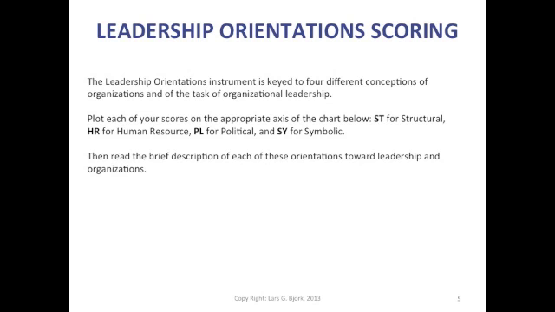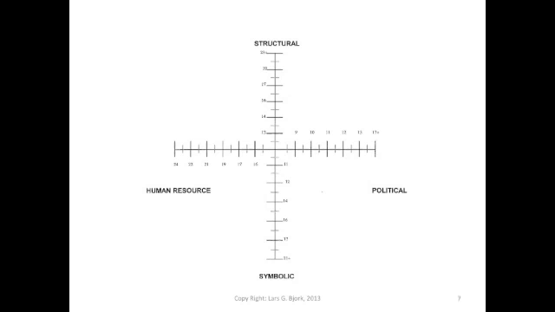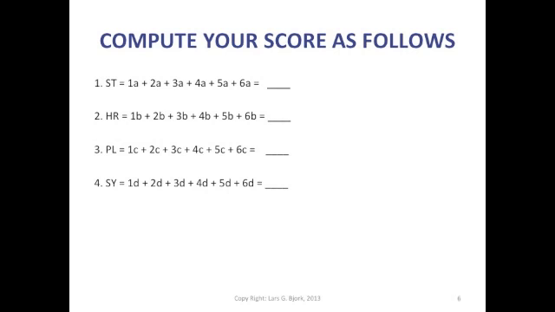The Leadership Orientations instrument is key to 4 different conceptions of organizations and of the task of organizational leadership. Plot each of your scores on the appropriate axis of the chart below. As I said, ST for structural, HR for human resource, PL for political, and SY for symbolic. Then read the brief description of each of these orientations towards leadership in organizations.